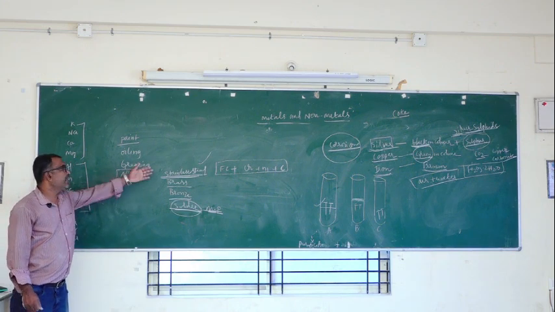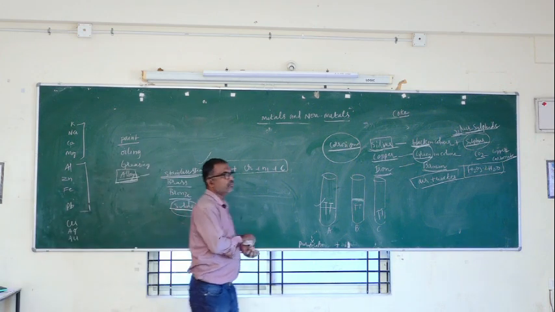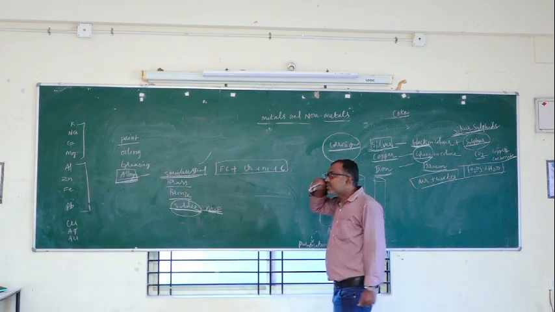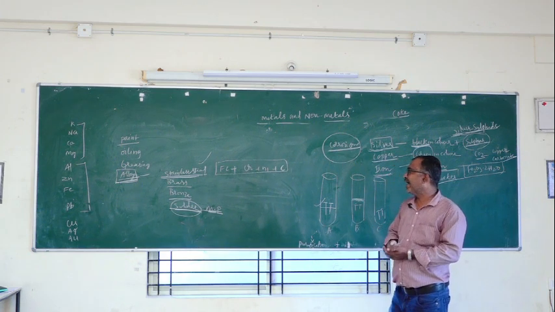What are alloys? Examples. These are the 4 examples given in your book. So this is about the chapter called metals and non-metals.